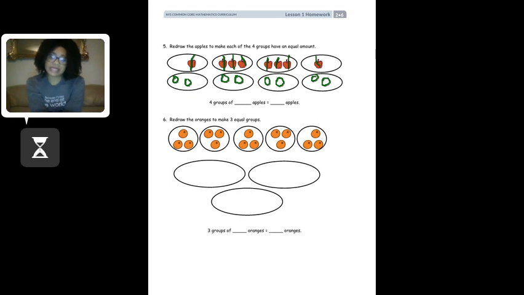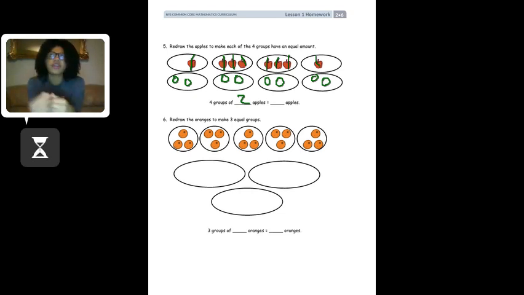So if I look at my sentence statement, it says 4 groups of blank apples equals how many apples? So we know there's 4 groups, there's 4 baskets. Of how many apples? Well, we know that there's 1, 2 apples in each one, so I'm going to write 2 down on my blank. But we don't know how many apples there are in all. We would have to count them.